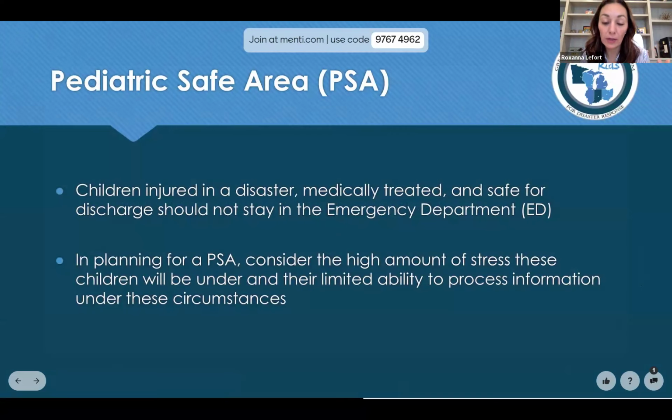So this is, again, if you think about it, multiple children involved in some sort of mass casualty incident, they've already been exposed to trauma that puts them at increased risk of having emotional effects after the event, just being directly exposed to a trauma. So consider the high amount of stress of these children, and really the ideal situation would be to get them out of the emergency department into a secure, safe area as soon as possible. And that's what this pediatric safe area really does. Next slide.